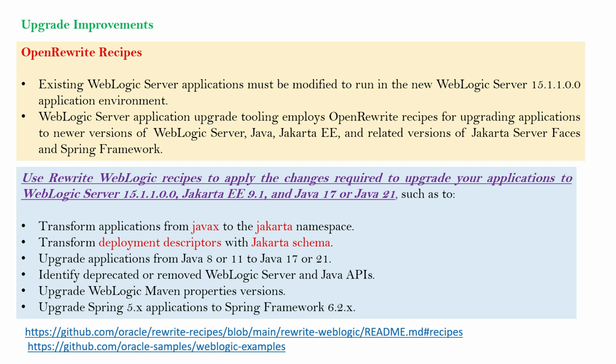Along with that, it is going to identify all the deprecated or removed WebLogic Java APIs that you may still be using in your application and that need to be changed. It is going to change your WebLogic Maven properties versions automatically for you. And as I said, if you have developed your application in the Spring 5.x versions, it will automatically change it according to the Spring Framework 6.2.x specifications. So once your application is changed using the OpenRewrite recipes, then you can open your applications in Spring Framework 6.2.x easily. You don't need to change your application manually.